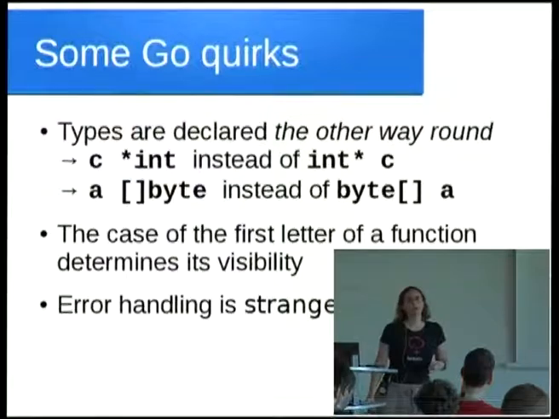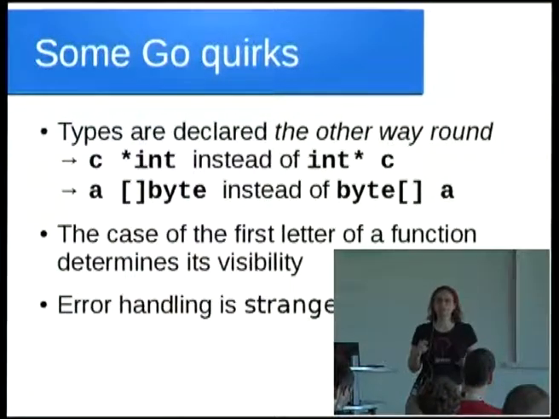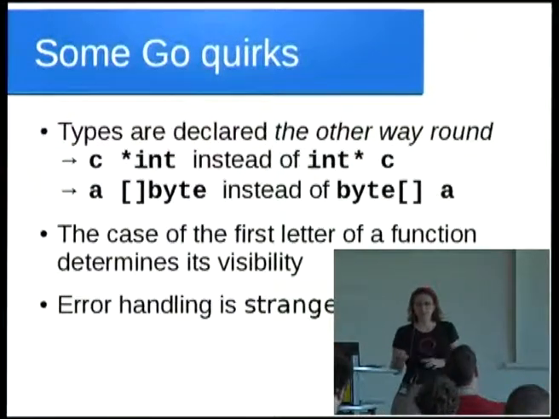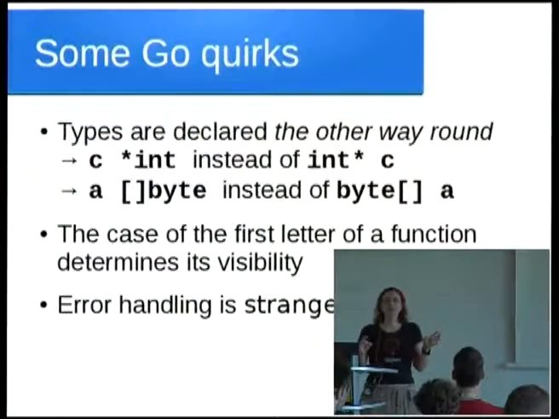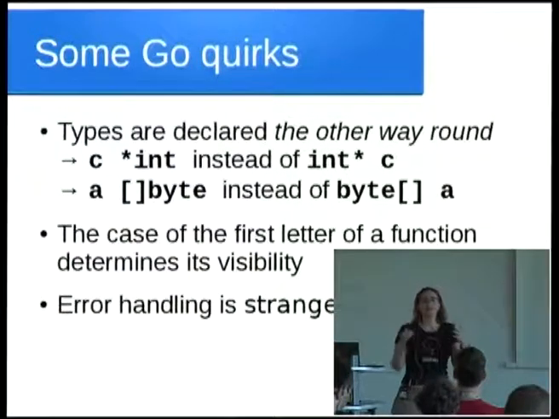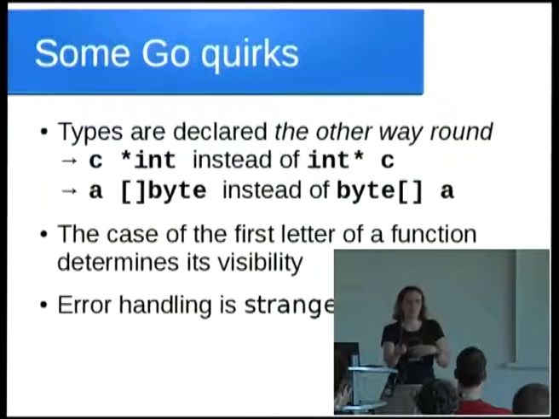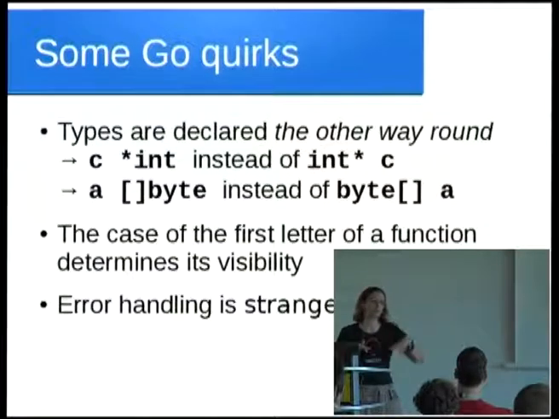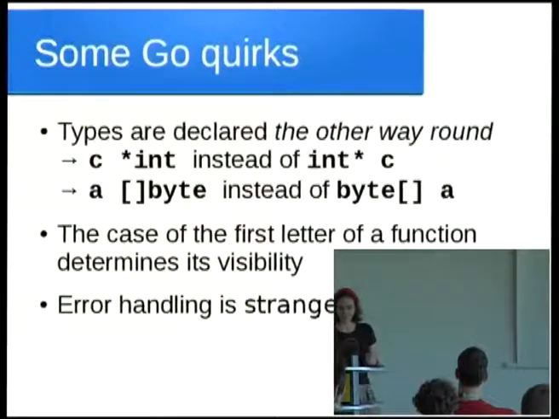Then when you are dealing with visibility, the case of the first letter of a function defines if a function is private or public. There's no public or private keyword. It's just the case of the first letter. So if you suddenly change your mind and want to export a function that you were not exporting, you have to rename it to have the first letter be uppercase and change all your code so that whatever called it now calls the uppercase version.